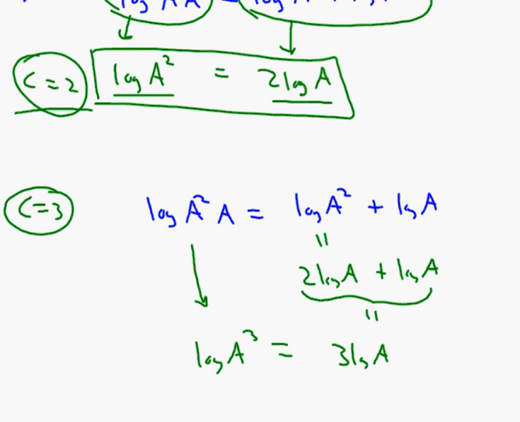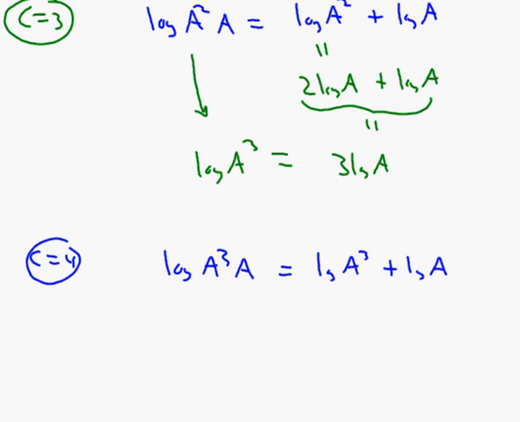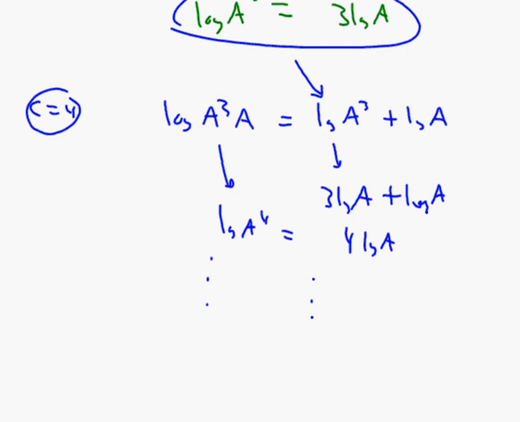Now, without working too hard or imagining too much, you could just think, oh, well, if c was 4, what would I do? You'd write it as the log of a to the third times a, and you'd do the same thing. You'd say the log of a to the third plus the log of a, and then you use this rule on this term and get 3 log a plus the log of a, and you'd have 4 log of a, and then over here you'd have the log of a to the fourth. So we could just keep going on forever in this pattern, and you'd end up with this true for all integers, right?